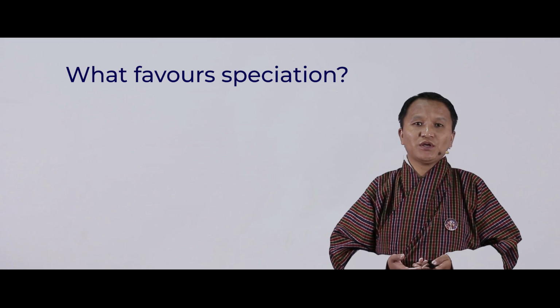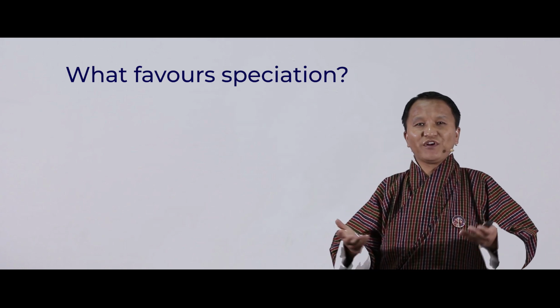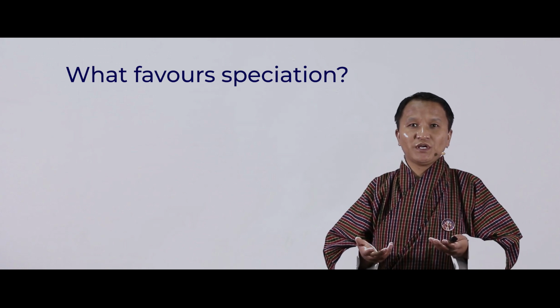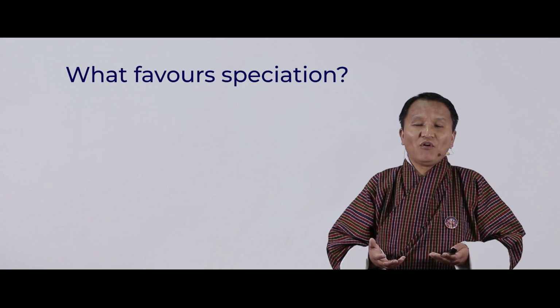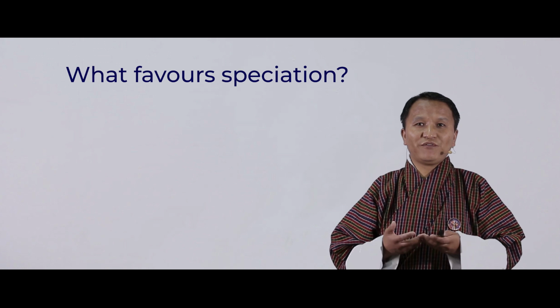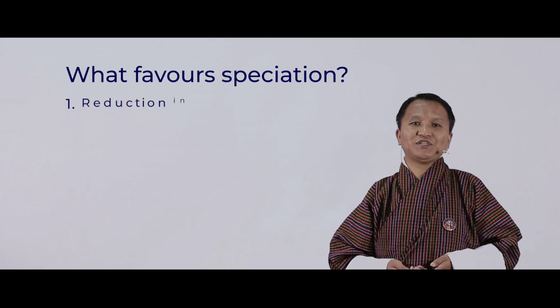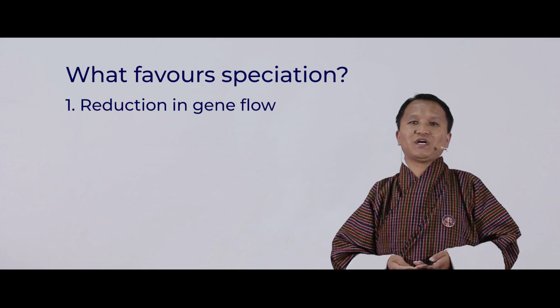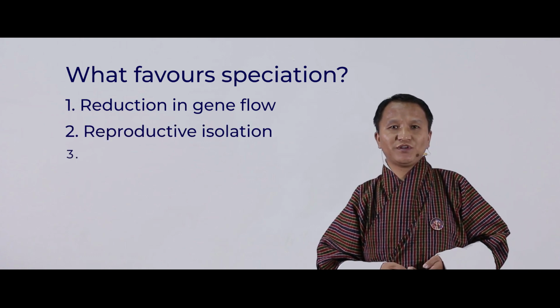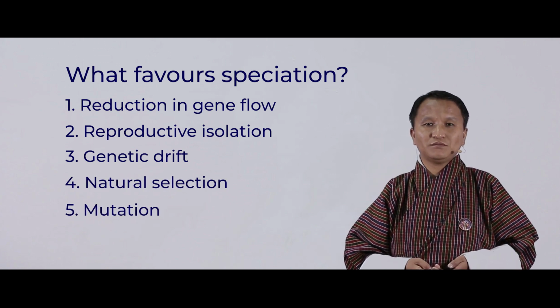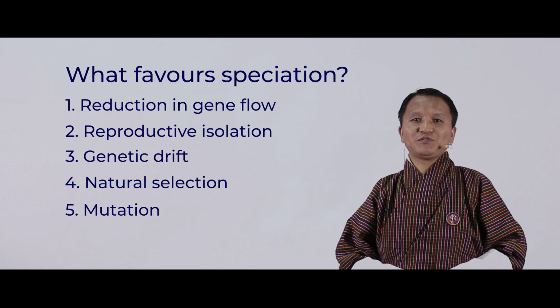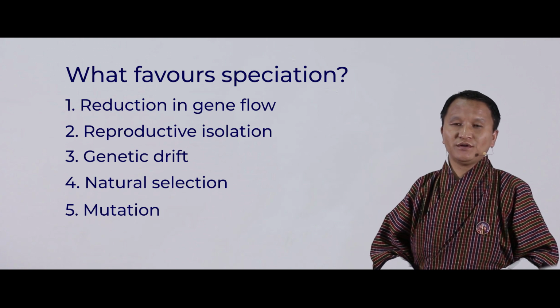What are some of the driving forces of speciation? What do you think might be assisting in producing new species? There are different factors explained by evolutionists about the driving force that has resulted in the creation of different species. But some of the accepted and general factors are: number one, reduction in gene flow. Number two, reproductive isolation. Number three, genetic drift. Number four, natural selection. And number five, mutation. These are the factors that favor speciation. Now let us look at each factor and see how it is shaping speciation.